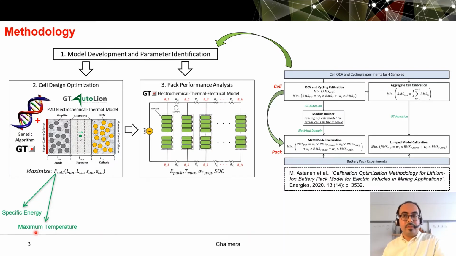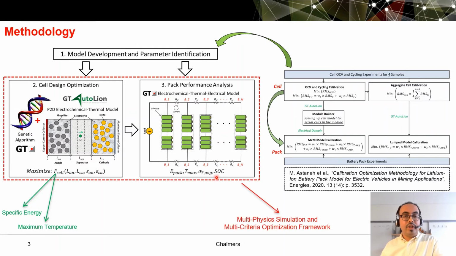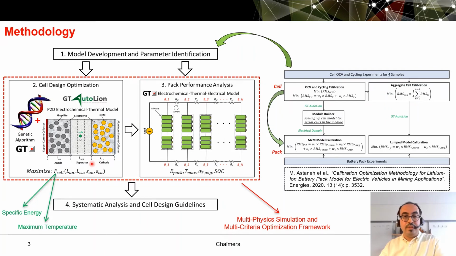At the third stage, the performance of the optimally designed cells will be evaluated at the pack level. And the evaluation criteria here are battery pack energy density, maximum temperature, temperature inhomogeneity within the battery pack, and battery pack state of charge. The integration of these two steps will lead to the so-called multi-physics simulation and multi-criteria optimization framework. And eventually, the information will be used for systematic analysis and to provide cell design guidelines.